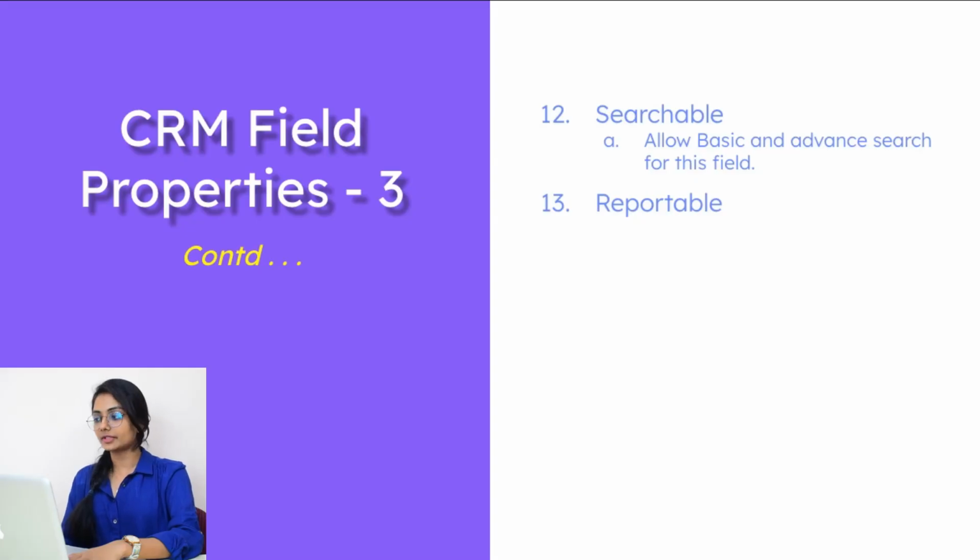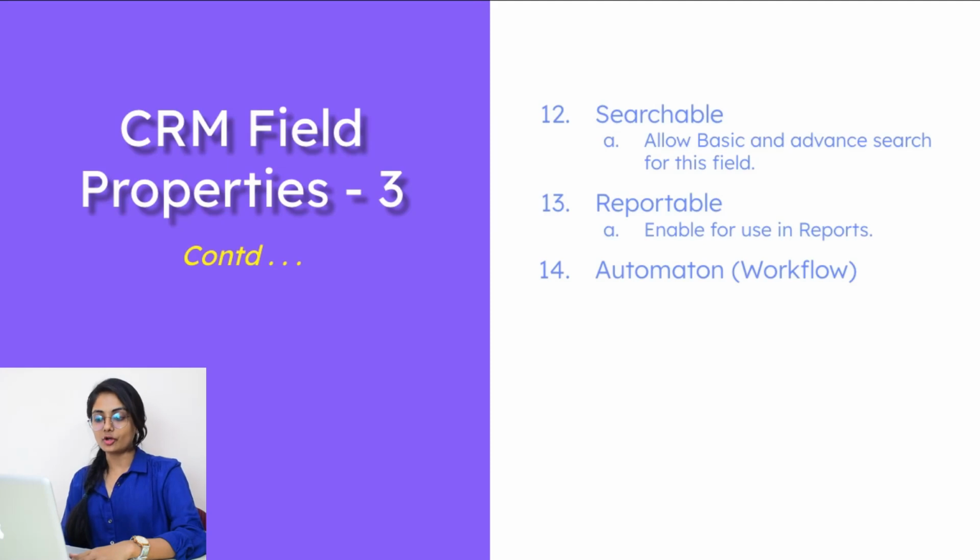Next property we have is reportable. If we enable any field as reportable, then I start getting that field in the report. If we have not enabled any field as reportable, then I cannot use that field at report level, neither in search nor in the column listings. So, if you want any field to be enabled for your reporting, you will have to enable reportable property in that field.